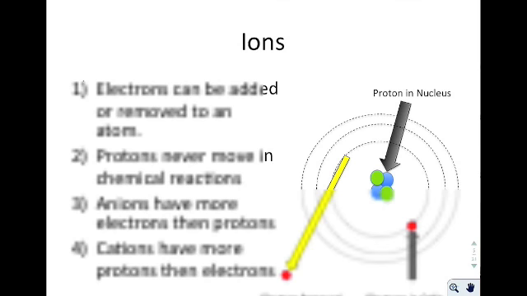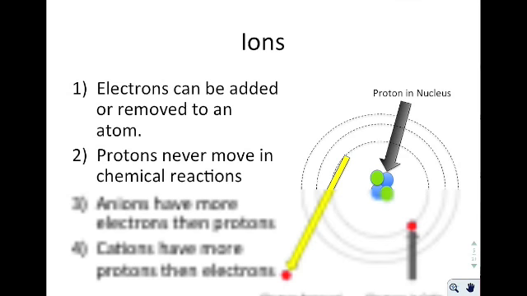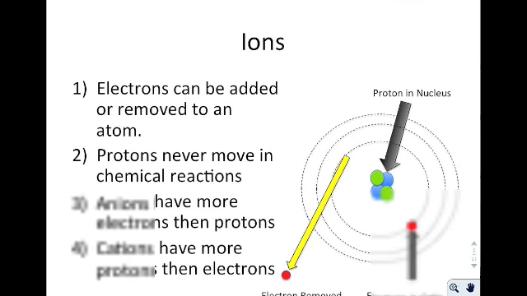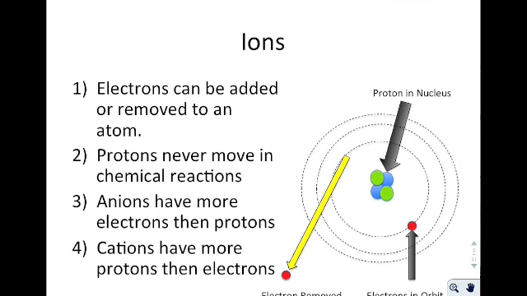All right, so first we have ions. Electrons can be added or removed from an atom. We've already talked about this briefly: you can have an atom that has a different number of protons than it does electrons. Whenever that's the case, it's called an ion. An anion is one in which there are more electrons than there are protons, and cations are ones in which there are more protons than there are electrons. Anions tend to be on the right side of the periodic table. Cations tend to be on the left side of the periodic table.